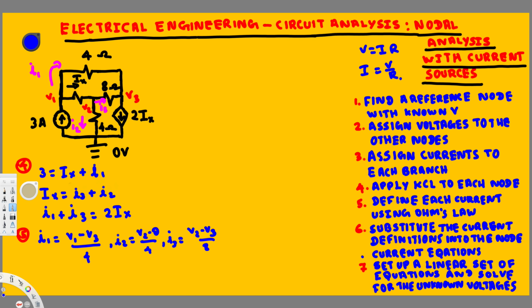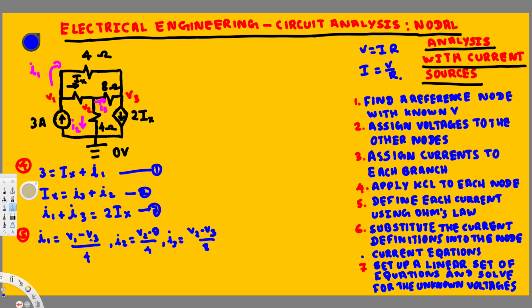Now let's look at the next part. Substitute the current definitions into the node current equations. So node current equations are these equations, the equations we created using Kirchhoff's current law. This is the first one, second one, third one.